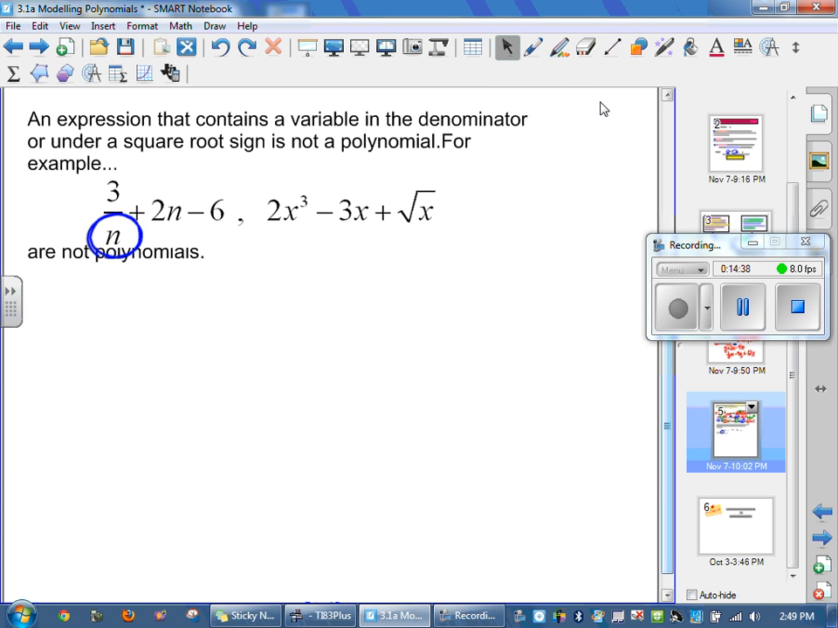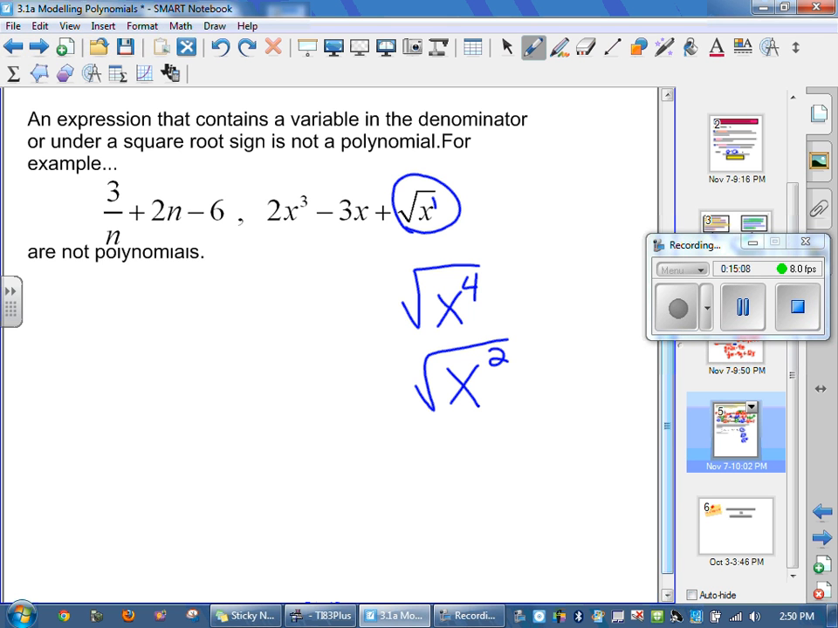Also, last time, if there's a variable with an odd number exponent on it, under a square root sign. So right now, that's an x exponent 1 under a square root sign. That is not a polynomial. It doesn't get a special name. Now, if it was root x to the 4, you bet that's a polynomial. Root x squared, you bet it's a polynomial. How come? Because the number that's the exponent is an even number. If it's an even number, it's okay. But if it's an odd number, it is not a polynomial. Okay? That is the rule.